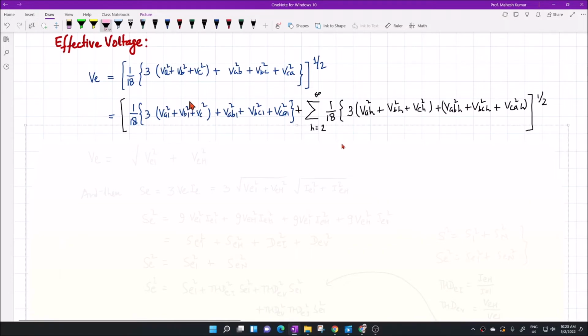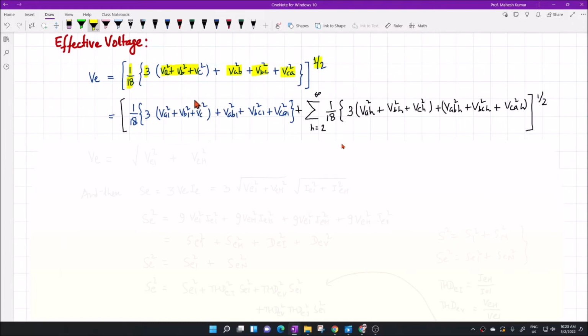Just replace the BA, BB, BC in terms of its fundamental and the harmonic component. So earlier we have defined this expression for BE: 1 by 18, 3 times of BA square plus BB square plus BC square, and then plus BAB square plus BBC square plus BCA square, and square root.